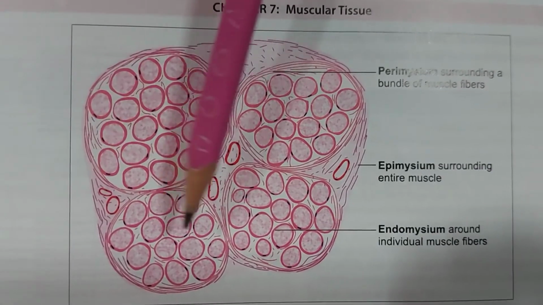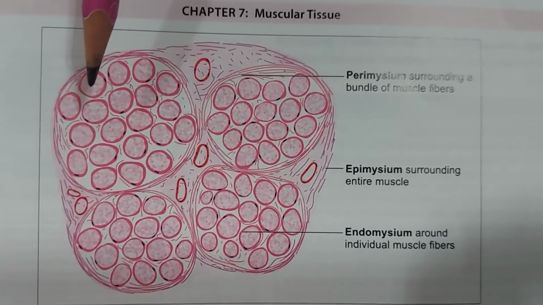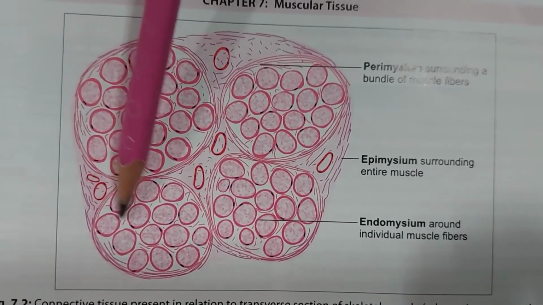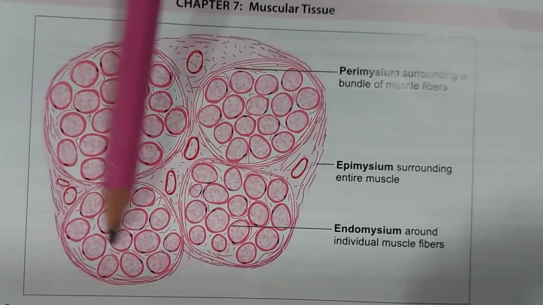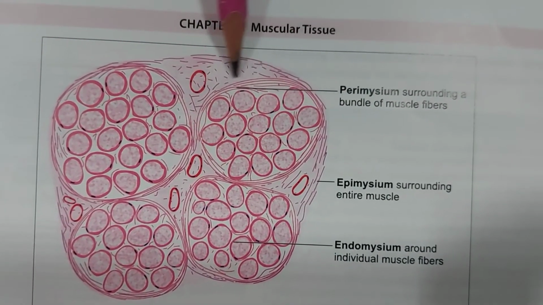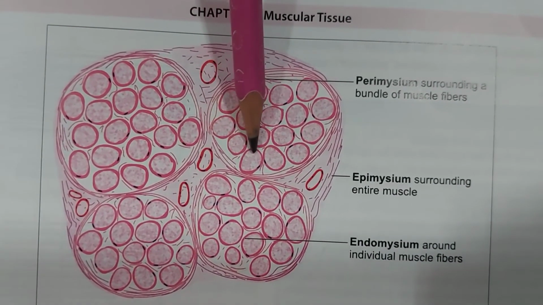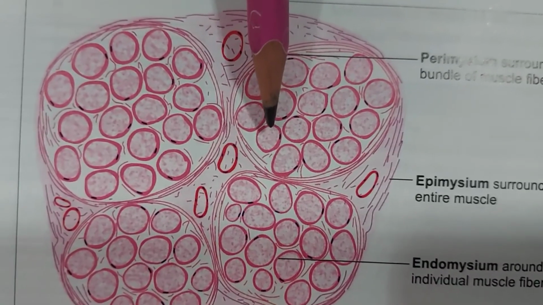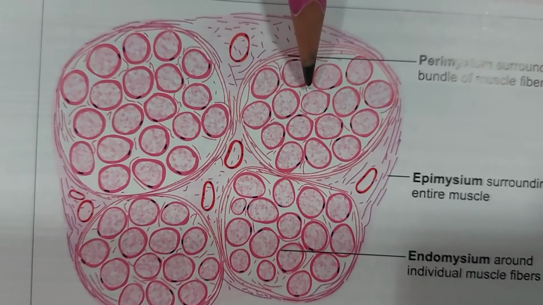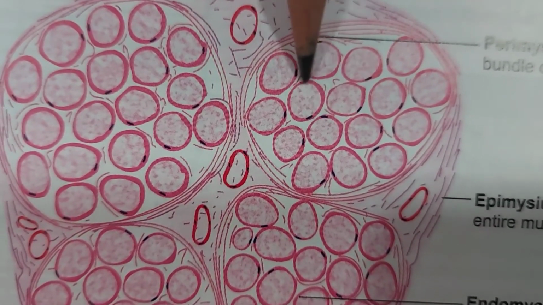This is a transverse section of skeletal muscle. There is surrounding epimysium, each fascicle is surrounded by perimysium, and each muscle fiber is surrounded by endomysium. Now, the nuclei in this are situated in the periphery, beneath and close to the sarcolemma.